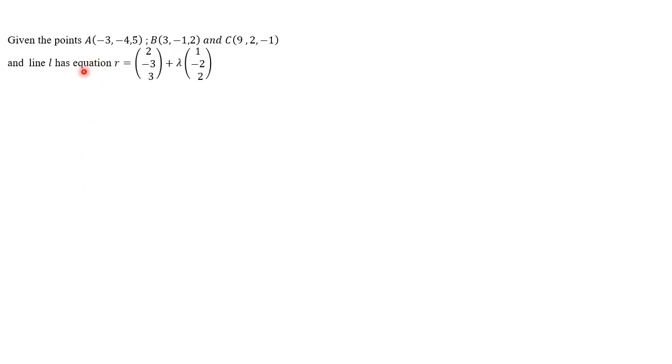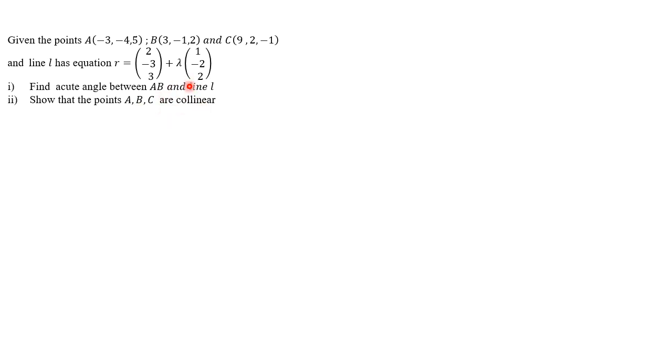Alright, so let's go here. Given the points A, B, C and the line L with the equation r equals (2, -3, ...) plus lambda (1, -2, ...). Find the first part: the acute angle between AB and line L. Then show that the points A, B, C are collinear.